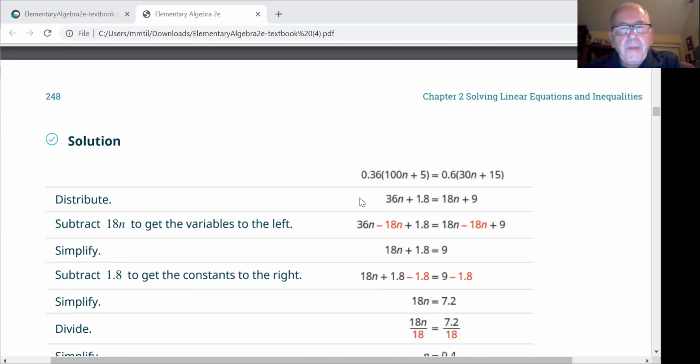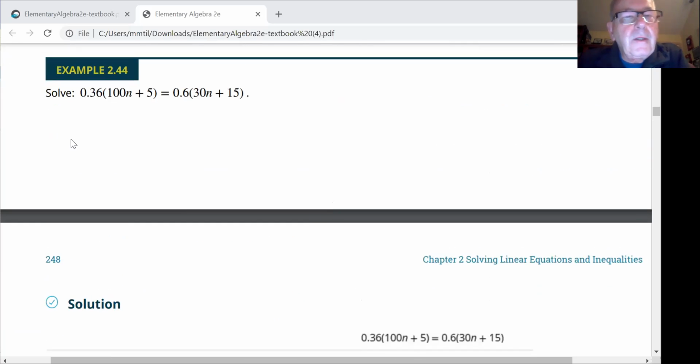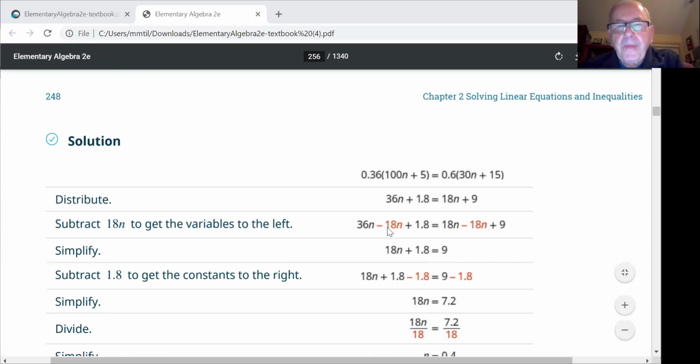I can't remember. But here's another one where you've got a decimal form: 0.36 times 100n plus 5 is equal to 0.6 times 30n plus 15. The first thing you're going to do is distribute. That's what we've done here. 0.36 times 100 is 36. 0.36 times 5 is 1.8. And then you distribute on the right-hand side too. 0.6 times 30 is 18. 0.6 times 15 is 9.